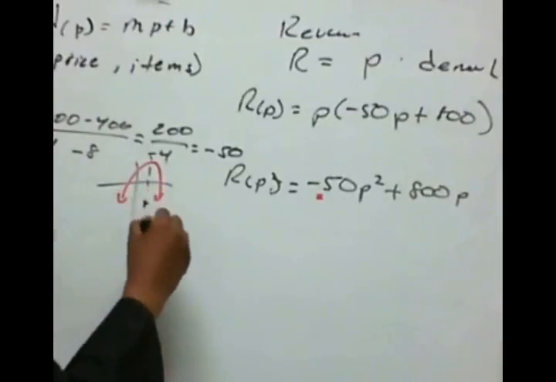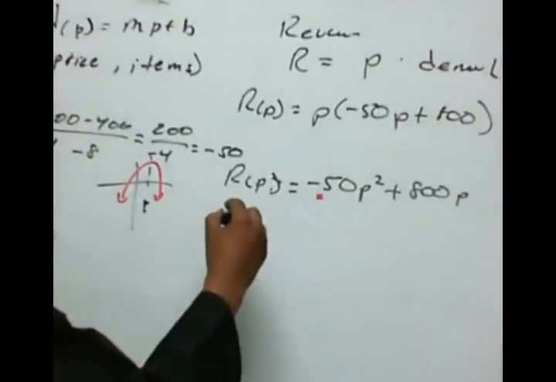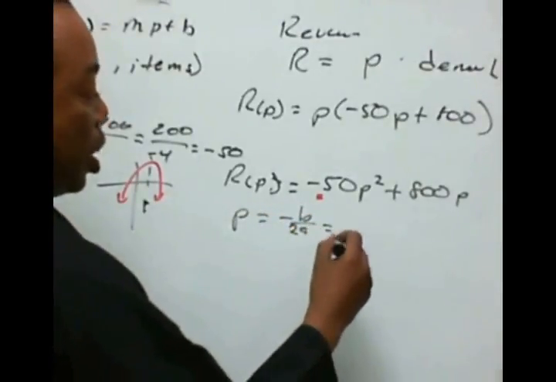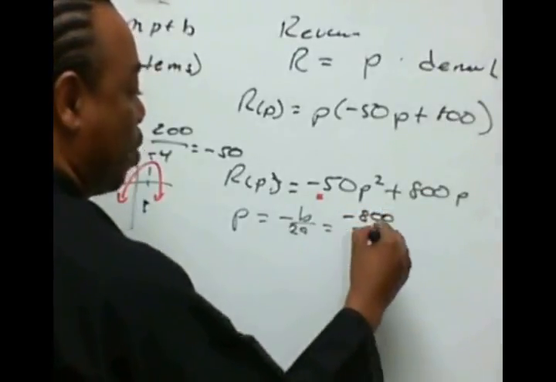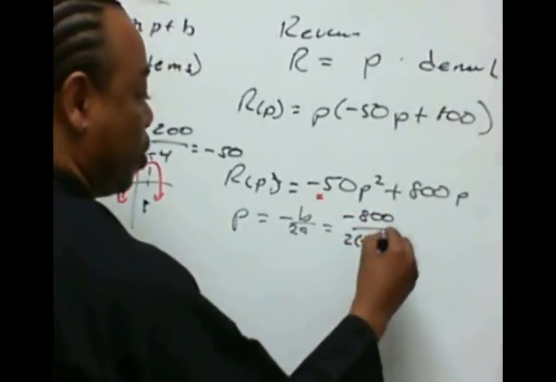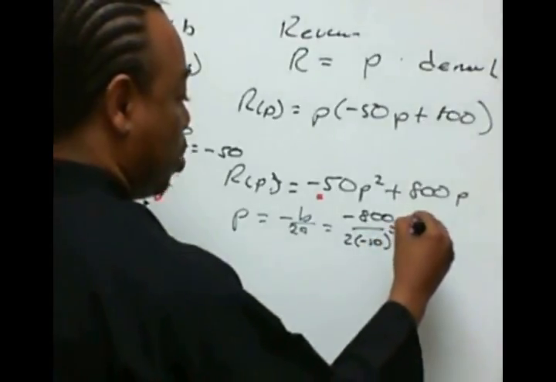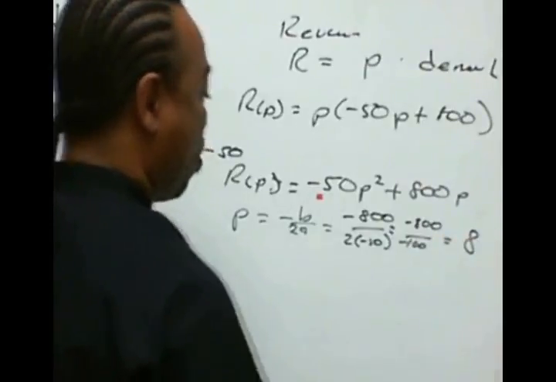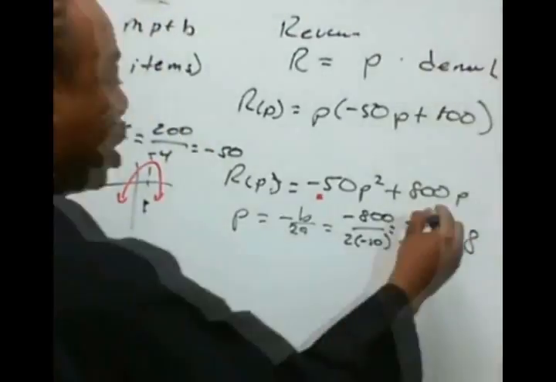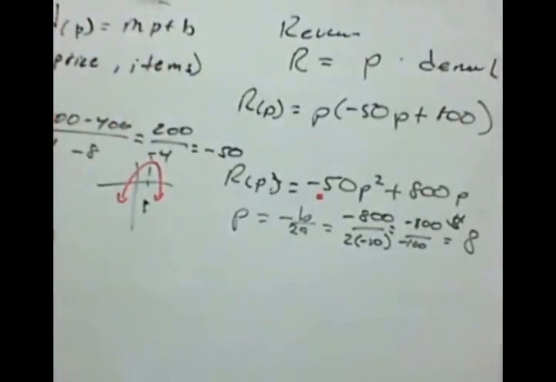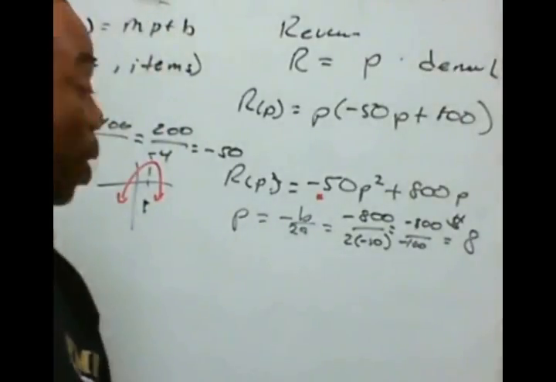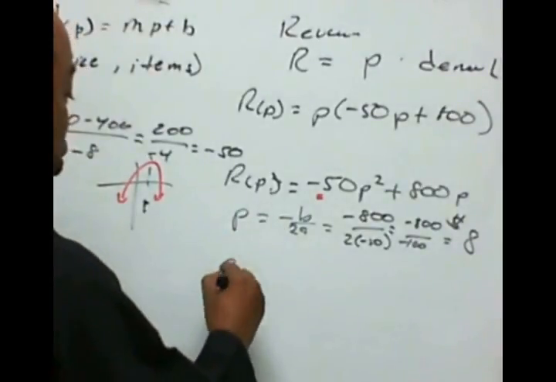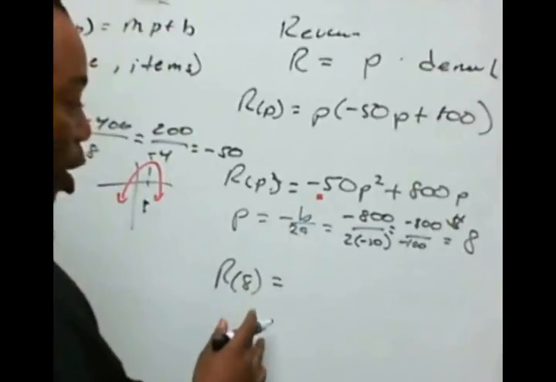So what's the price that will maximize this revenue? So P equals the opposite of B divided by 2 times A. This will be negative 800 divided by 2 times negative 50. This ends up being negative 800 all over negative 100, which ends up being positive 8. So, this lets me know my price needs to be $8 to maximize my revenue. Now, what is the maximum revenue? Let's go back to the revenue function and put in $8, an $8 price.